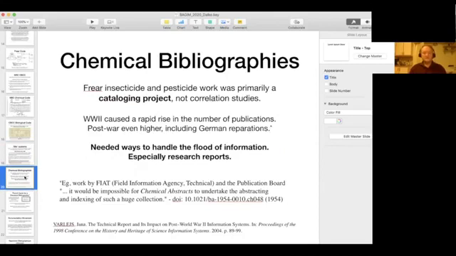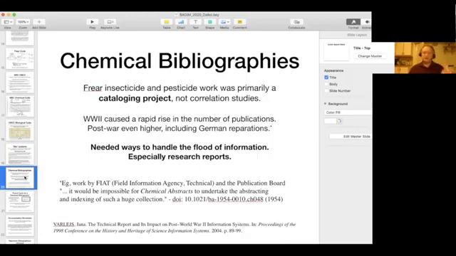So then I talk about this, point this out, but most people at this time were not doing these sorts of fancy correlations with punch cards and stuff. They were interested in doing chemical bibliographies. So remember, Freer's catalog started as a catalog project, not a correlation studies project. And there was this problem with this.